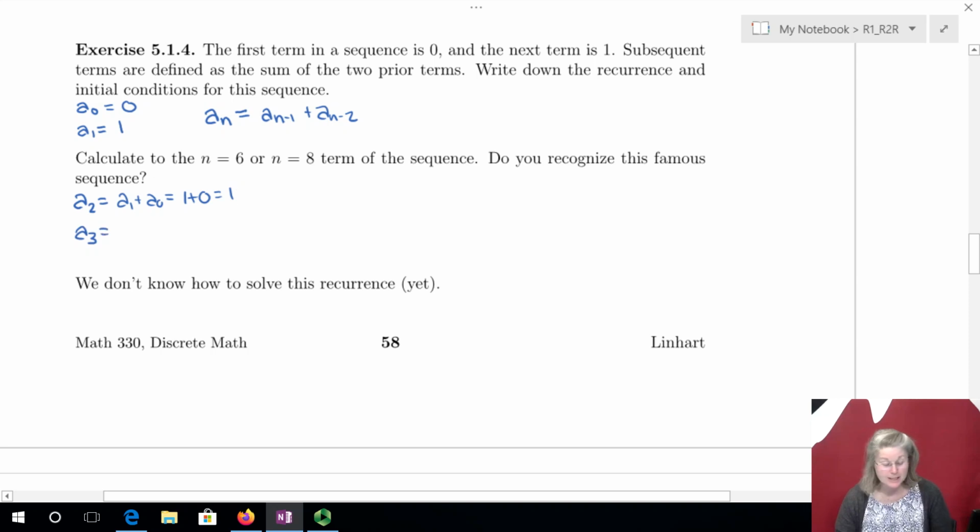Then a_3, that's going to be the sum of the two prior terms, so that's going to have to be a_2 plus a_1. Well, both of those are equal to 1. So that's got to be equal to 1 plus 1, which is 2.